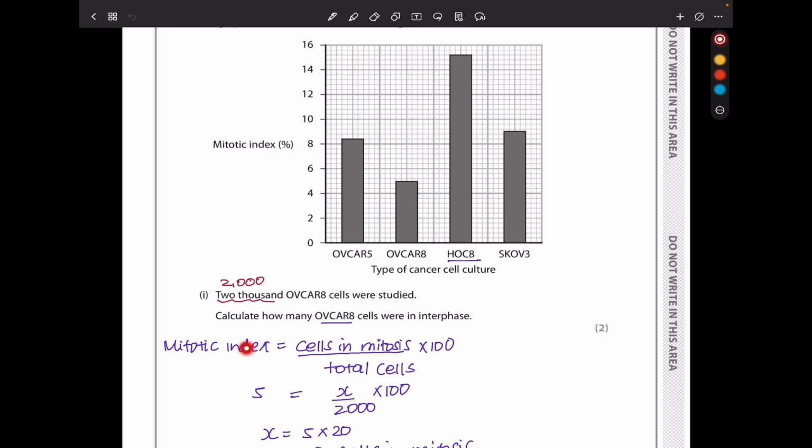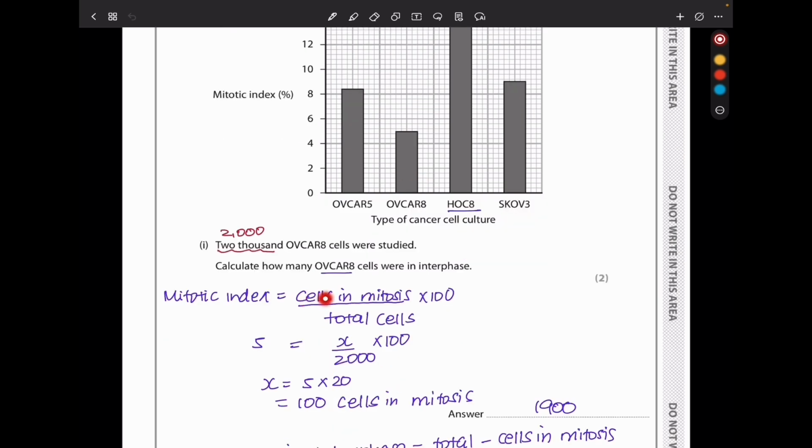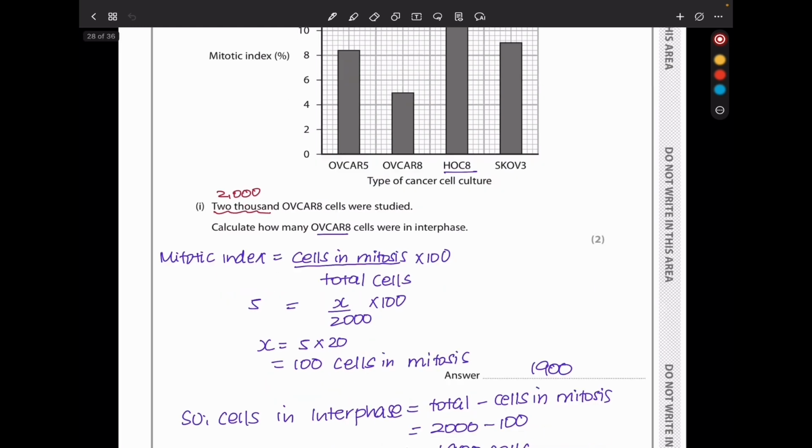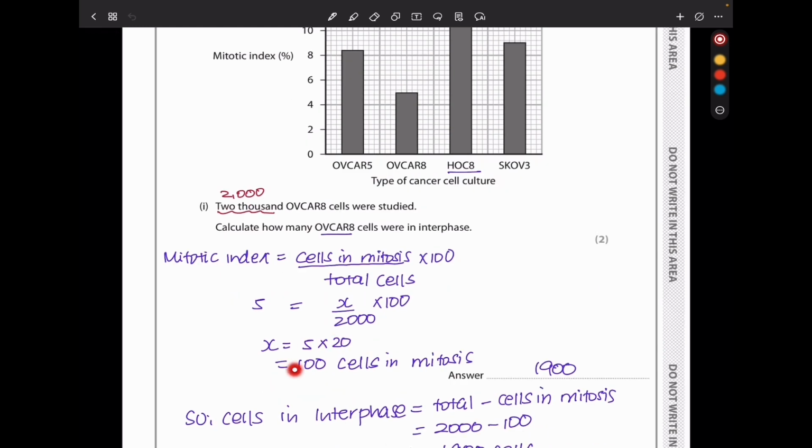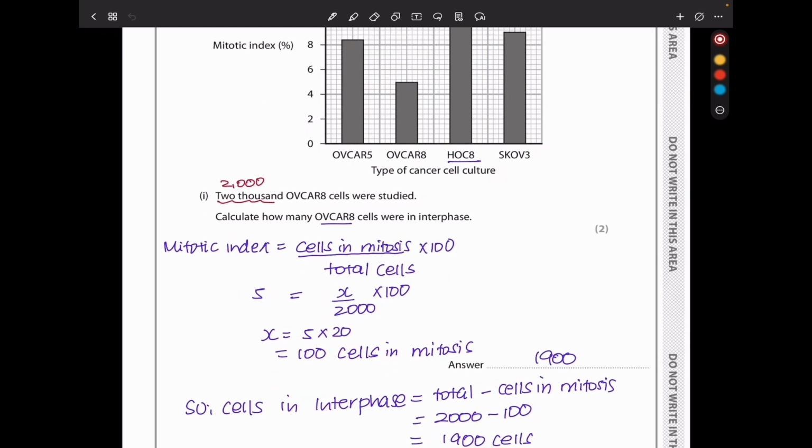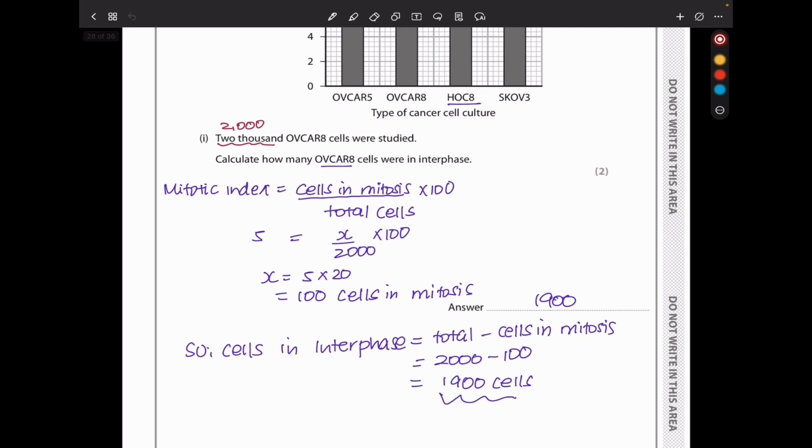So mitotic index is equal to cells in mitosis divided by total cells times 100. From this graph, the mitotic index is 5%. If X is the number of cells in mitosis, the mitotic index, which is 5, is equal to X divided by 2,000, which is the total cells, times 100. And X is going to be 5 times 20, giving me 100 cells in mitosis. So the cells in interphase are going to be the total cells minus the cells in mitosis, which is 2,000 minus 100, giving us 1,900 cells.